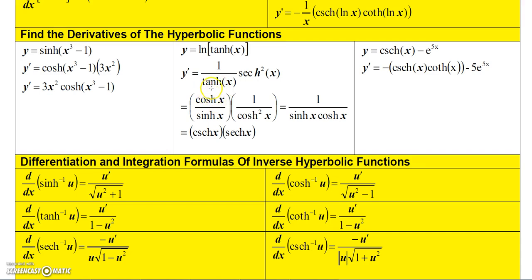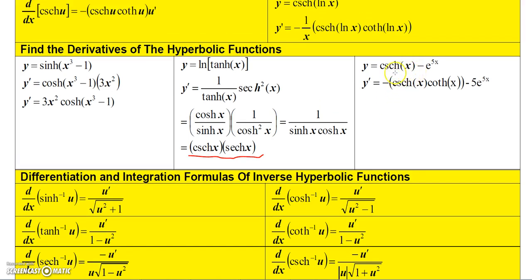Okay. Now actually I use some identities here, and you can go through that arithmetic and see that 1 over hyperbolic tangent is the same as hyperbolic cosine over hyperbolic sine, and then hyperbolic secant squared is the same as 1 over hyperbolic cosine squared, and then you can cancel one of the hyperbolic cosines and you end up with 1 over hyperbolic sine times hyperbolic cosine. Or another way to write that would be hyperbolic cosecant of x times hyperbolic secant of x. So anyway, that one required a little bit of identity work here.